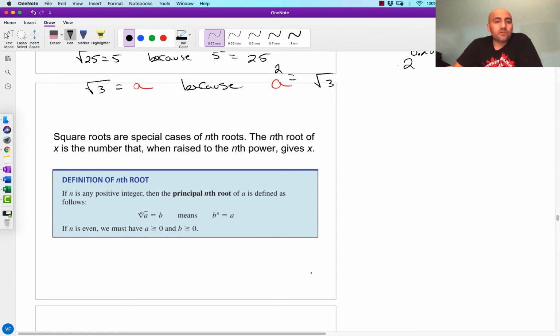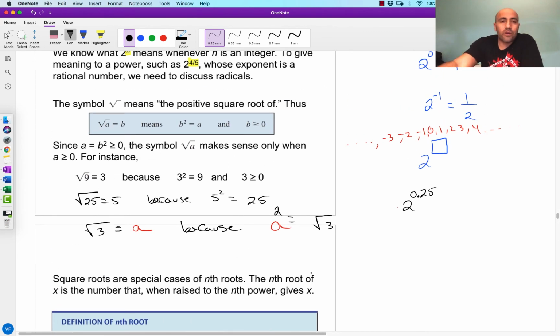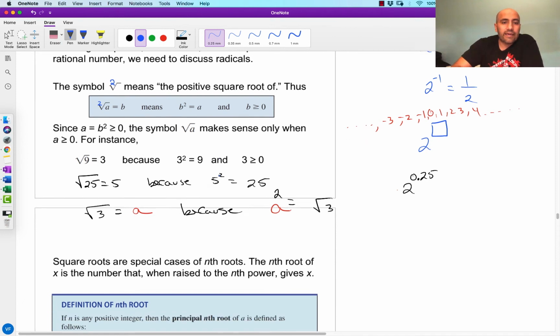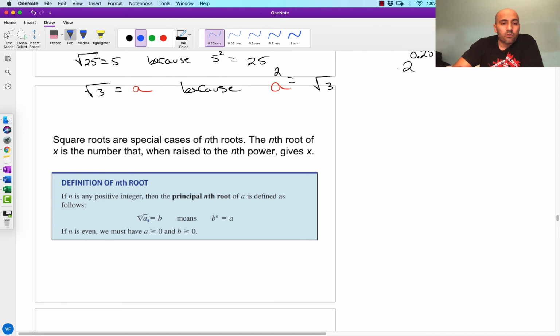Okay, so square roots are a special case of the nth root, right? Whenever we see this square root, by default, we have in mind that there's this little tiny invisible 2. By default, if you don't see anything there, we're dealing with 2. But that's just one case of a larger situation where we just have the nth root, where we have the square root, the cube root, the fifth root, doesn't matter, the nth root.